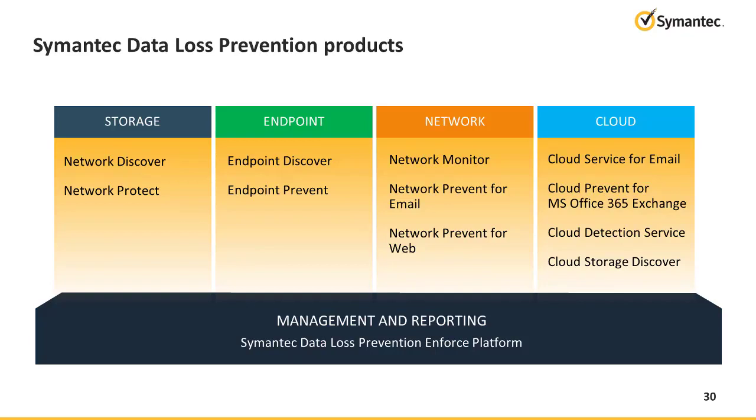As organizations move more of their business into the cloud, Symantec helps them protect their data with several products. The first of these, Cloud Service for Email, lets you monitor and block emails sent from Microsoft Office 365 and Google G Suite Gmail accounts. Cloud Prevent for Microsoft Office 365 Exchange provides another option for monitoring and preventing the transmission of confidential data from users' Office 365 email accounts. Cloud Detection Service analyzes data sent by supported third-party cloud services, such as Symantec CloudSock, a Cloud Access Security Broker or CASB application. Finally, Cloud Storage Discover lets you scan Box Enterprise accounts for confidential data.